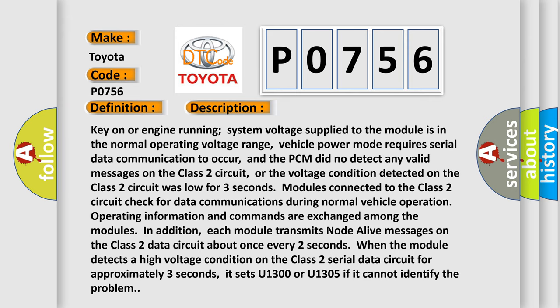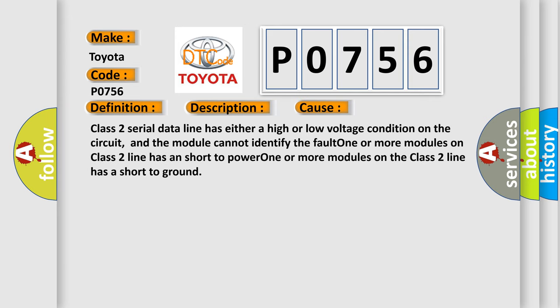This diagnostic error occurs most often in these cases: the Class 2 serial data line has either a high or low voltage condition on the circuit, and the module cannot identify the fault. One or more modules on the Class 2 line has a short to power. One or more modules on the Class 2 line has a short to ground.